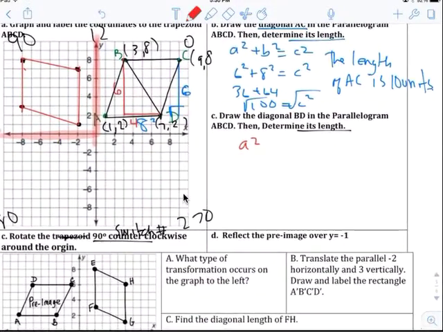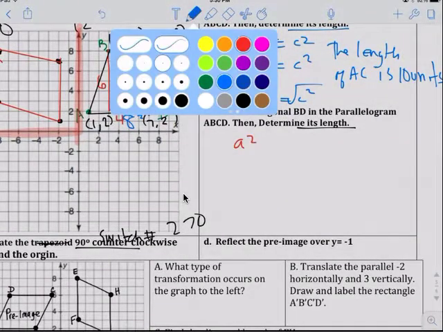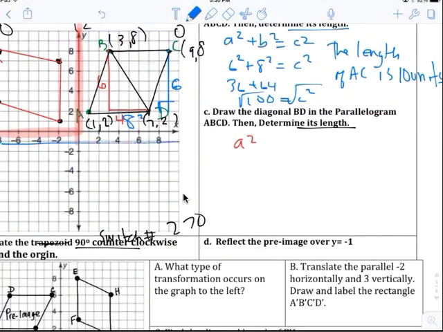Reflect the pre-image over y negative 1. Here's y negative 1 right here. That means the mirror is right here. Reflect over it.